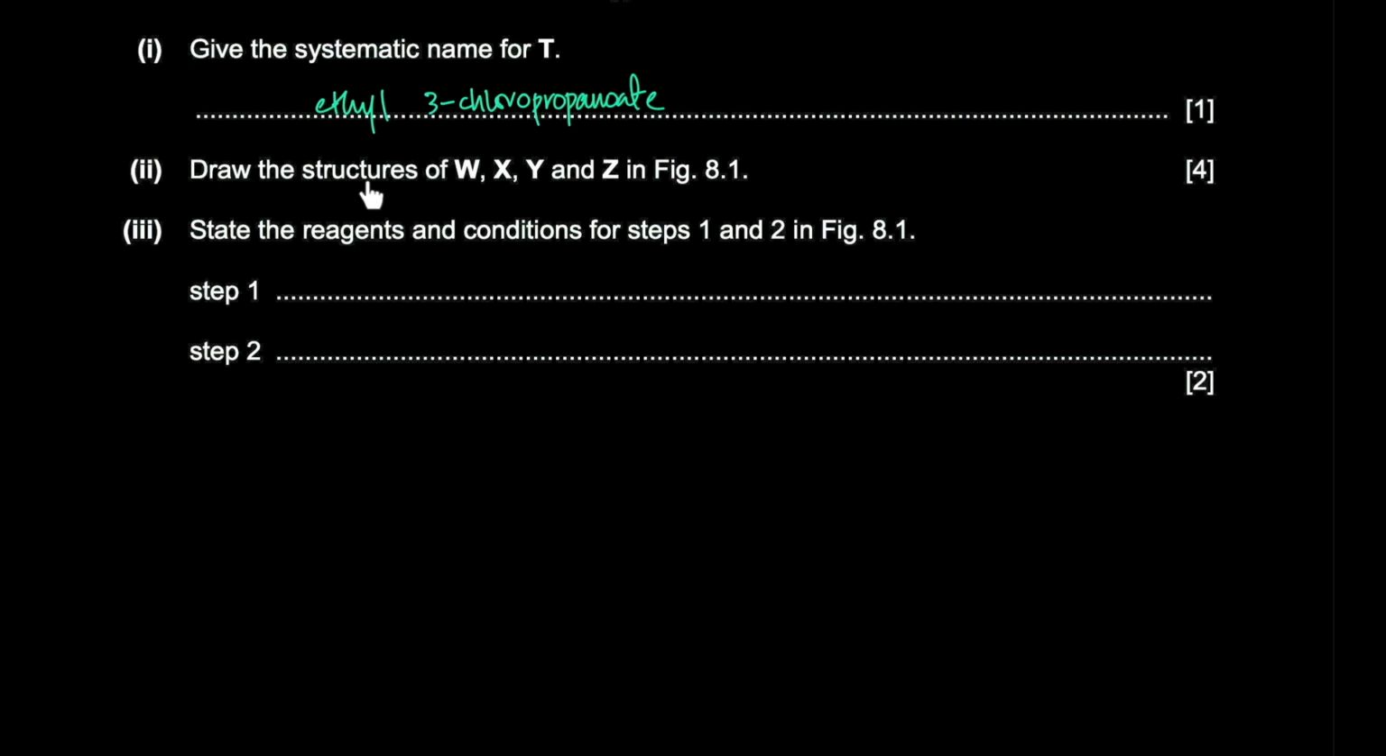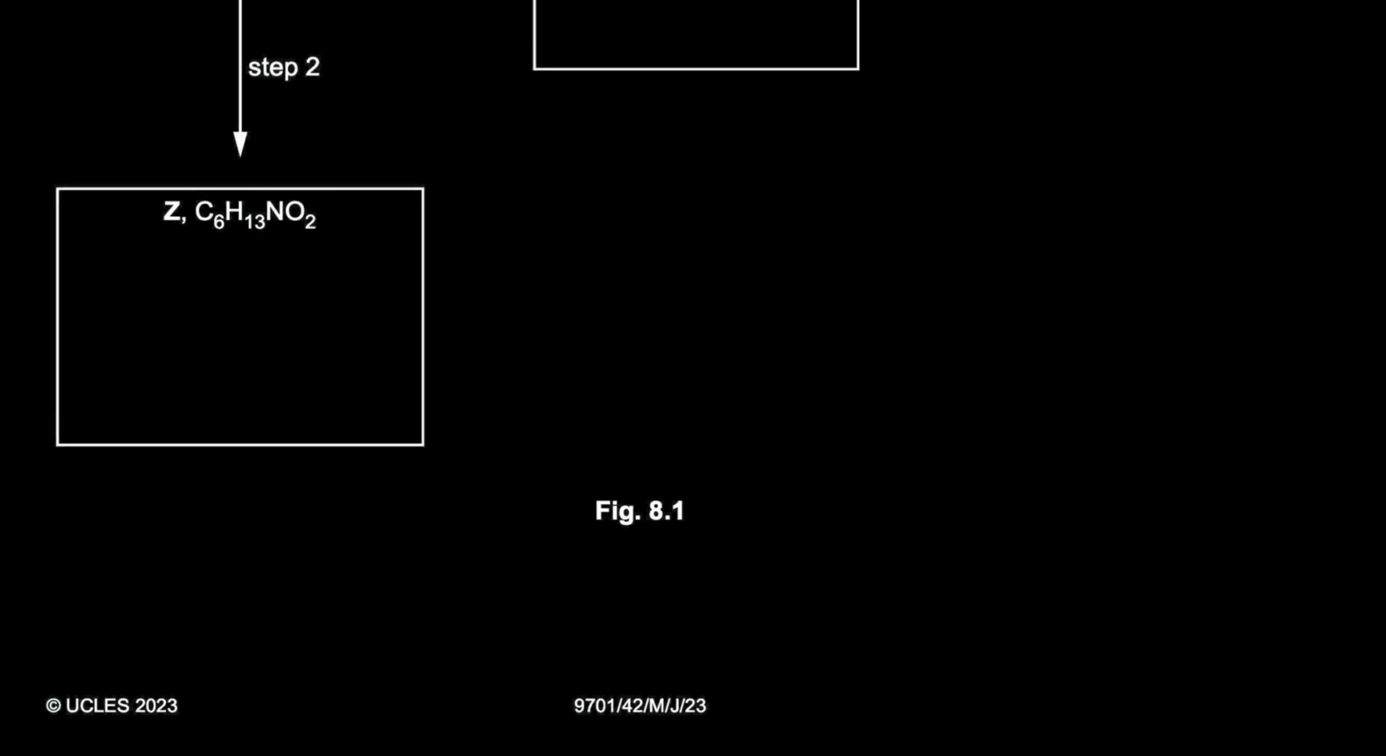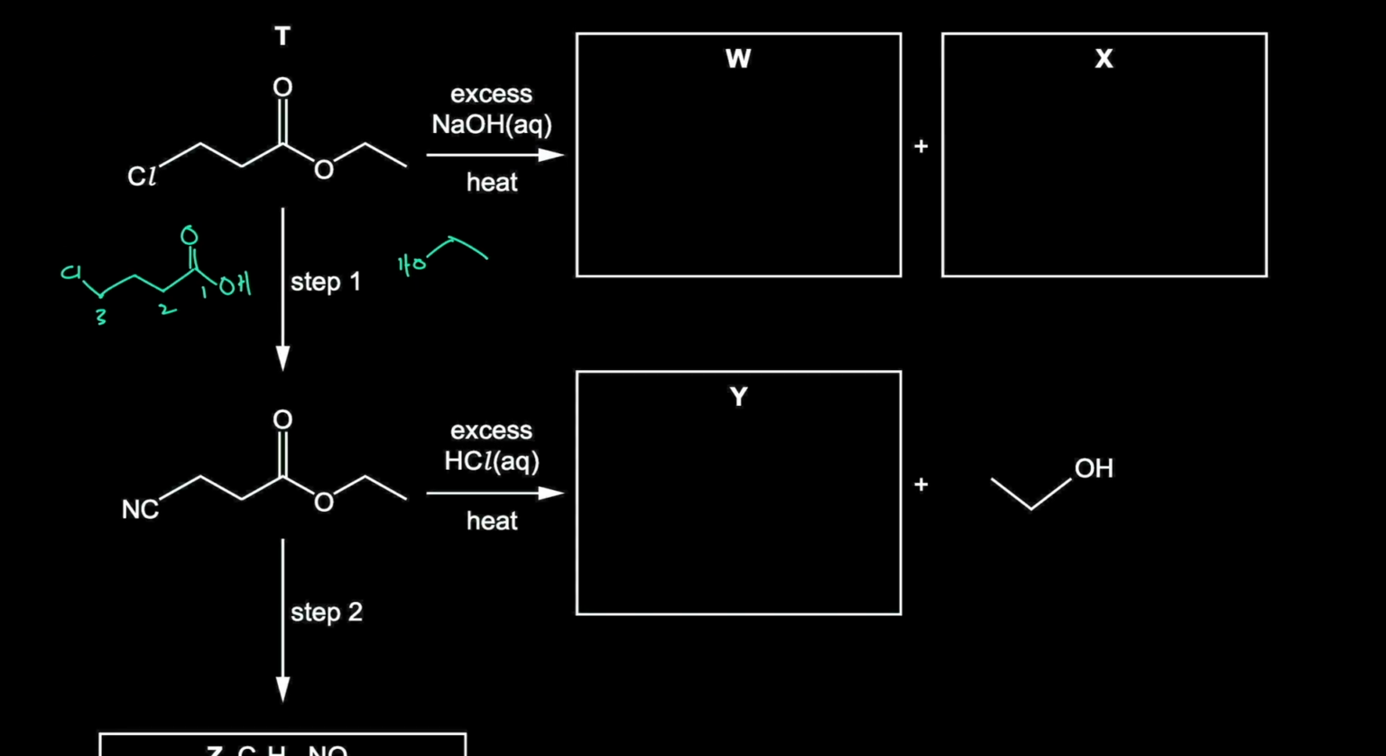Next part says draw the structures of W, X, Y, and Z. How do we draw the structures of W, X, Y, and Z? In the case of W and X, they form when this compound undergoes alkaline hydrolysis. So what happens? Well, the ester linkage is hydrolyzed, and this chloroalkane is also hydrolyzed. We also have a chloroalkane here, so this group is also hydrolyzed.